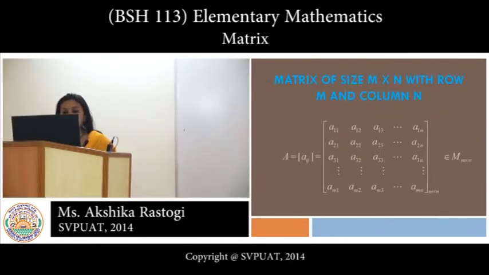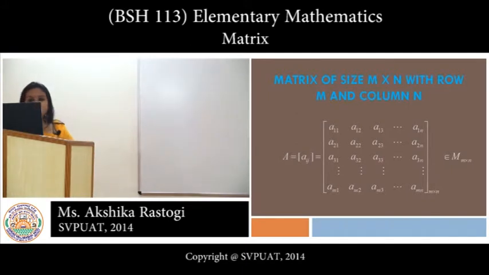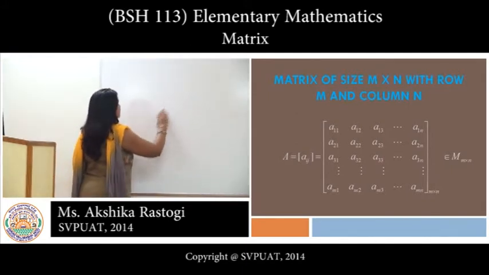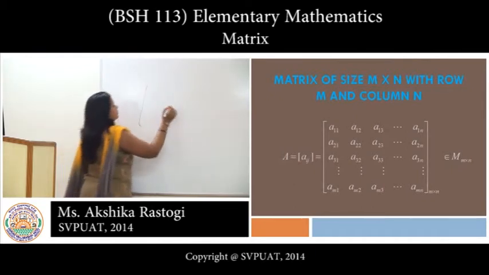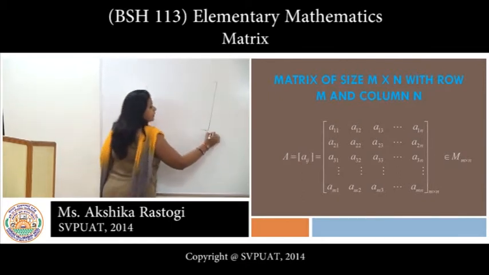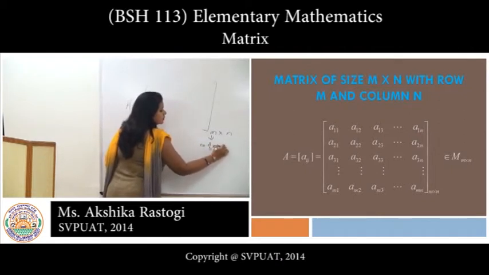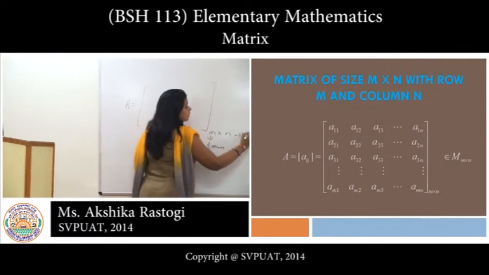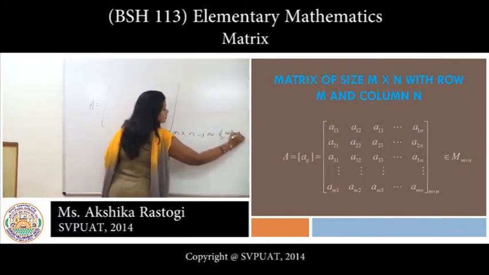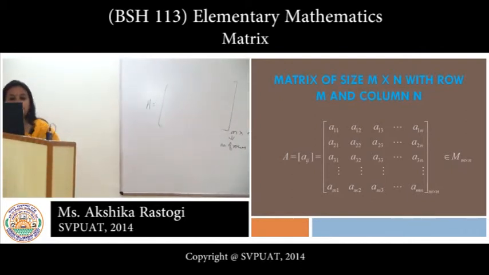Now we'll draw a matrix that has an order of m cross n, so it will be clearer to understand the concept of a matrix. We have a matrix of size m cross n. What do we mean by size? Suppose we have a matrix capital A and the size is m cross n. m means the number of rows and n means the number of columns. So this is the size of a matrix.